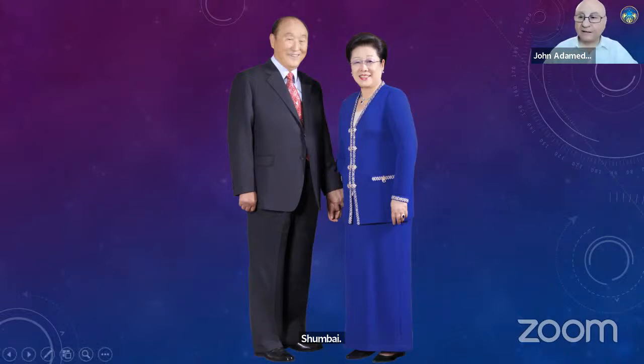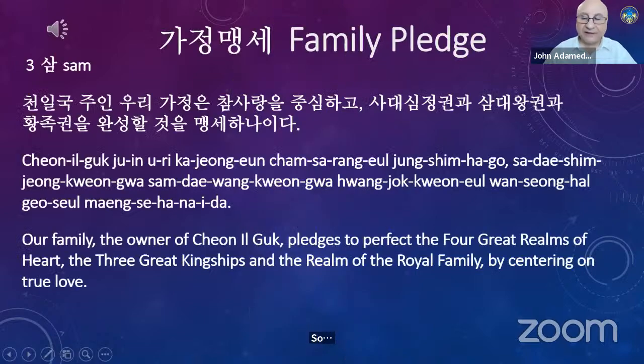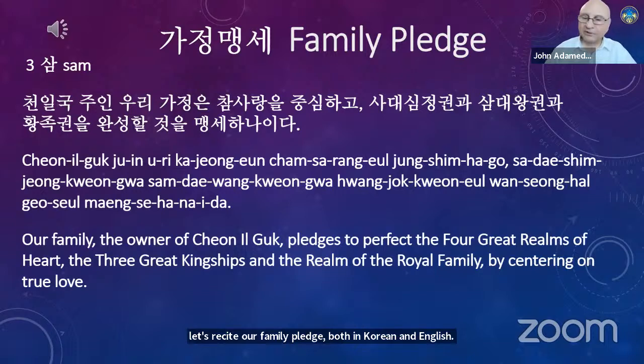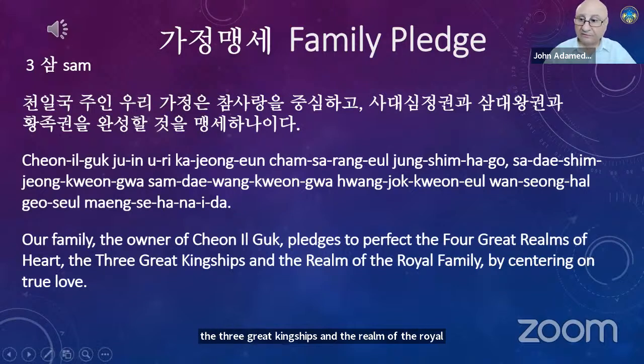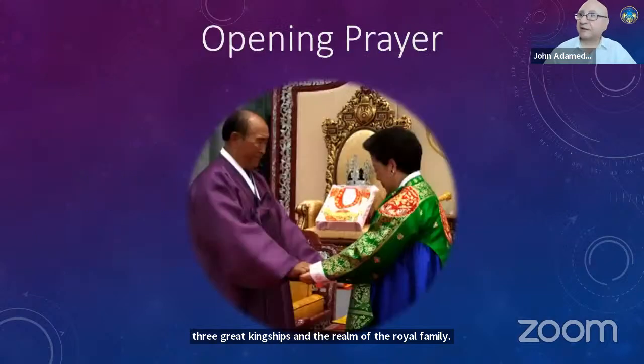And let's recite our family pledge, both in Korean and English. Family pledge number 3. Our family, the owner of Chongal, pledges to perfect the 4 great realms of heart, the 3 great kingships, and the realm of the royal family by centering on true love.